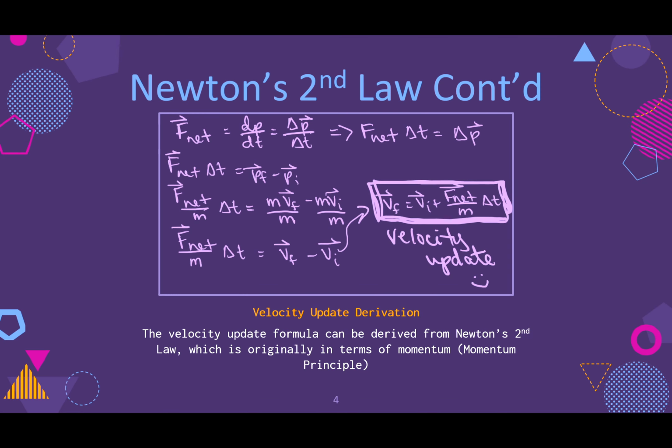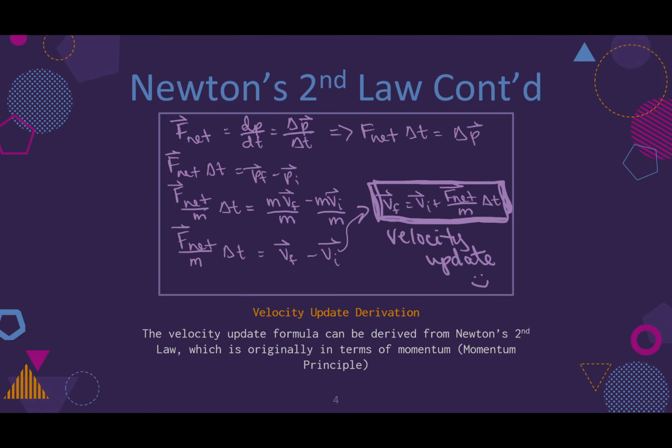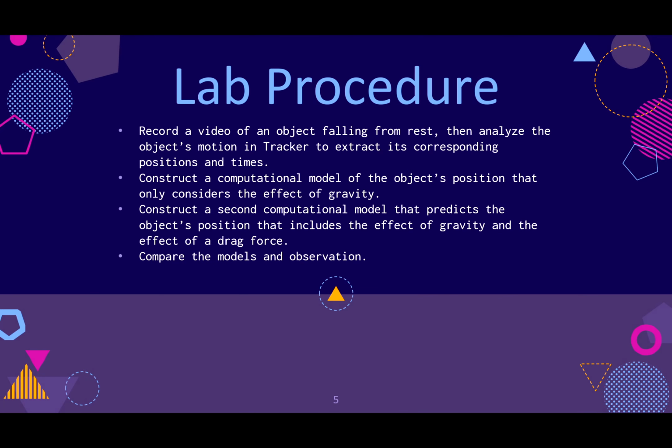The velocity update formula, which I used in creating both computational models of the sponge's position, can be derived from Newton's second law. After writing in terms of final and initial momentum, I divided both sides of this equation by mass. Then, adding initial velocity to both sides results in the velocity update formula. The procedure for this lab was to record a video of an object falling from rest and then analyze the video in Tracker. From there, the procedure was to construct a computational model to predict and display the object's position that only considers gravity, and another model that considers both gravity and the drag force.